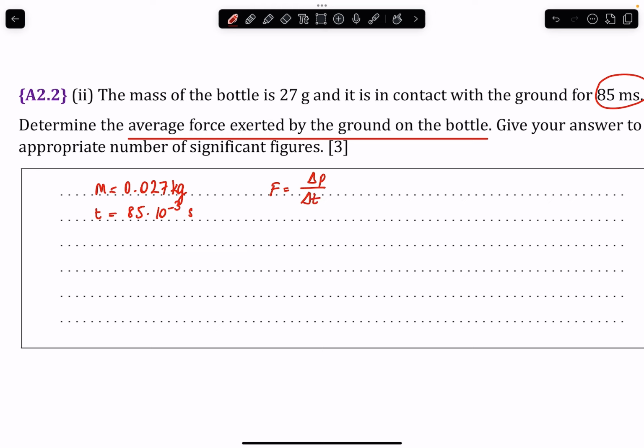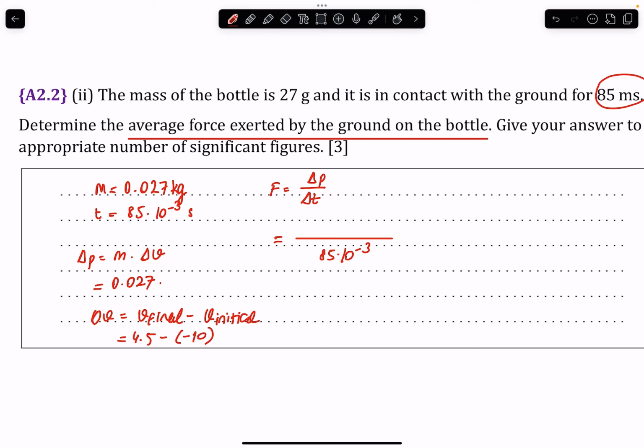So we already have change in time. We already know that the change in time is 85 times 10 to the negative 3. And then to calculate the change of momentum, we'll have to look at mass times the change of velocity. So our mass is 0.27, and then change in velocity can be calculated by V final minus V initial. So this basically means 4.5 minus 10, because our initial vertical velocity was minus 10 meters per second. And this basically tells us about the direction of the velocity.